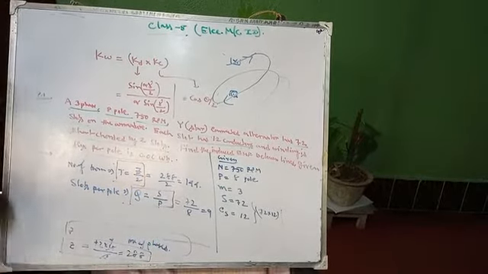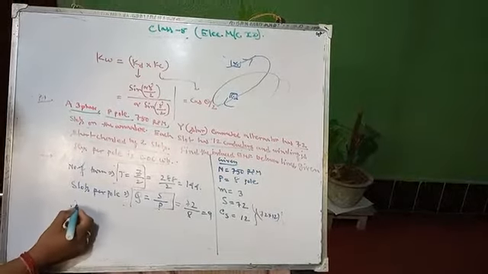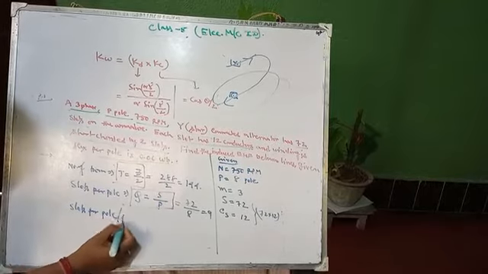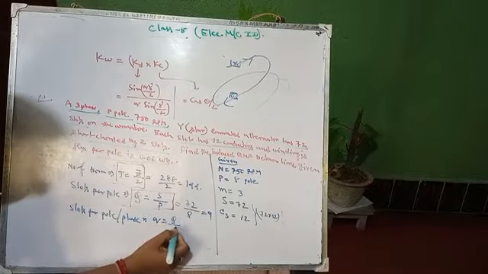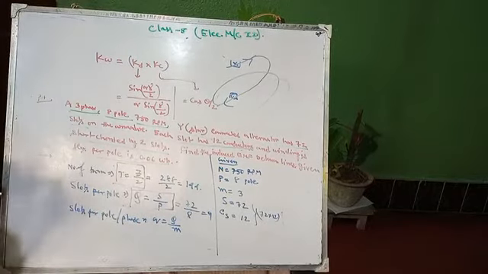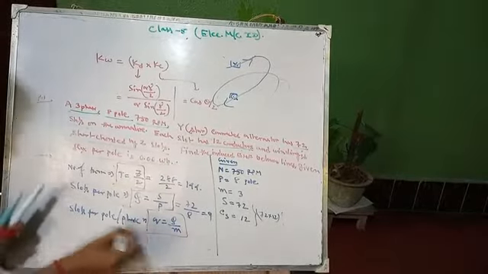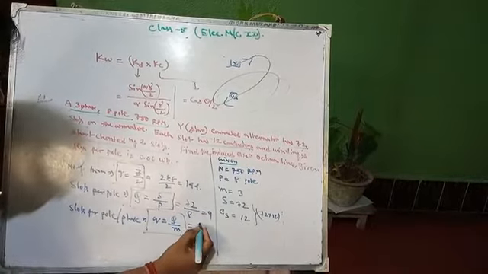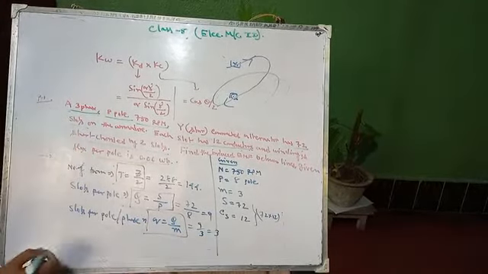Now if we consider slots per pole per phase, that means small q. Small q equals capital Q by the number of phases. So here this is another formula: small q equals capital Q by m. Just put capital Q equals 9 by 3, because there are 3 phases, that will be 3. So small q equals 3.